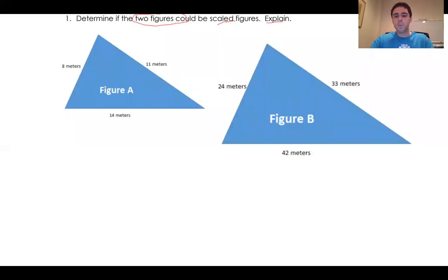So before we begin, what is a scale drawing? What do we think? I want to hear some more participation here, folks. Waiting on one. What's a scale drawing, everybody?